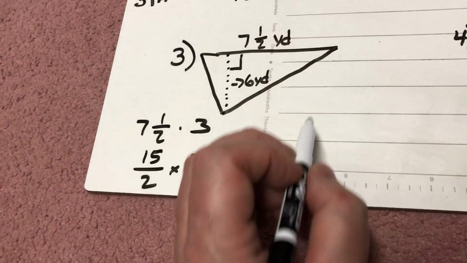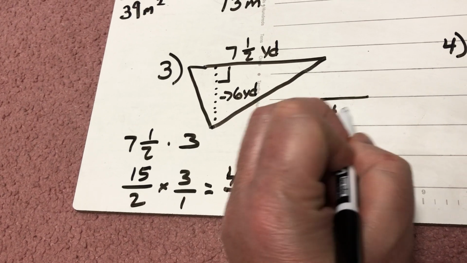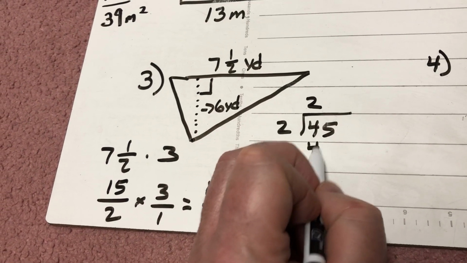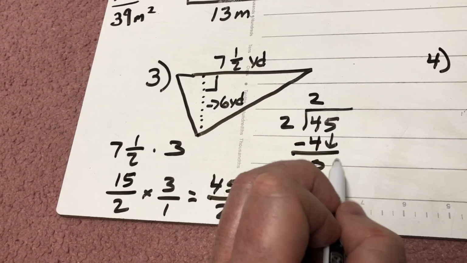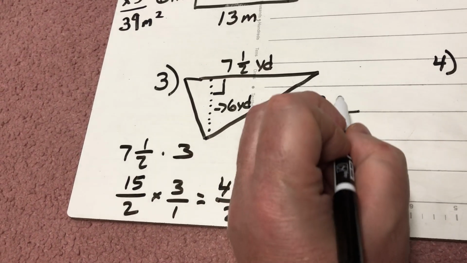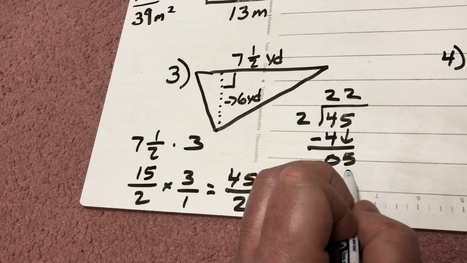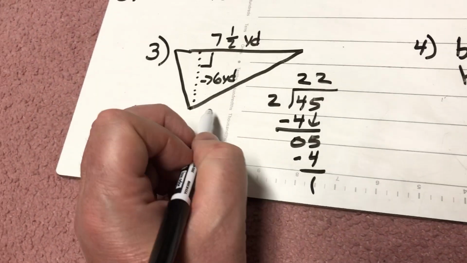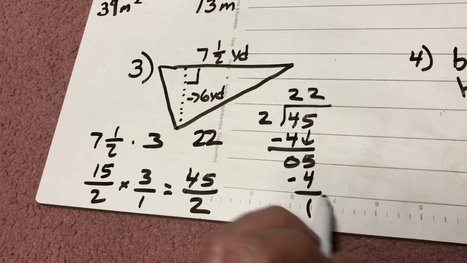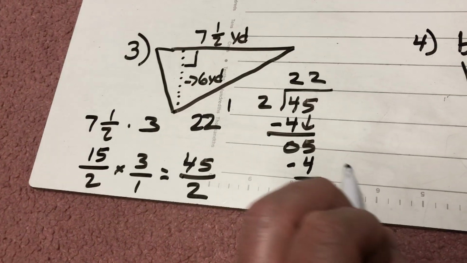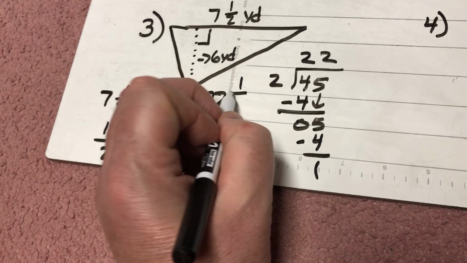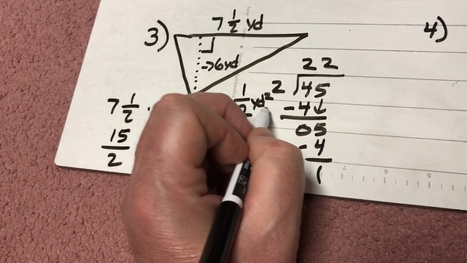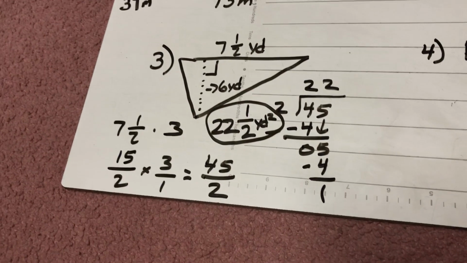When I come over here and take 2 into 45, it's not hard math, it's just a little bit of scratch work. 2 can go into 4 twice. 2 times 2 is 4. 4 minus 4 is 0. Bring the 5 down. 2 can go into 5 twice. 2 times 2 is 4. 5 minus 4 is 1. So that tells me that 2 can go into 45 22 times. There's 1 left over, so that's my numerator. My denominator here is 2. I'm dividing by 2, so it's 22.5. And then it's going to be yards squared. And that's my final answer.